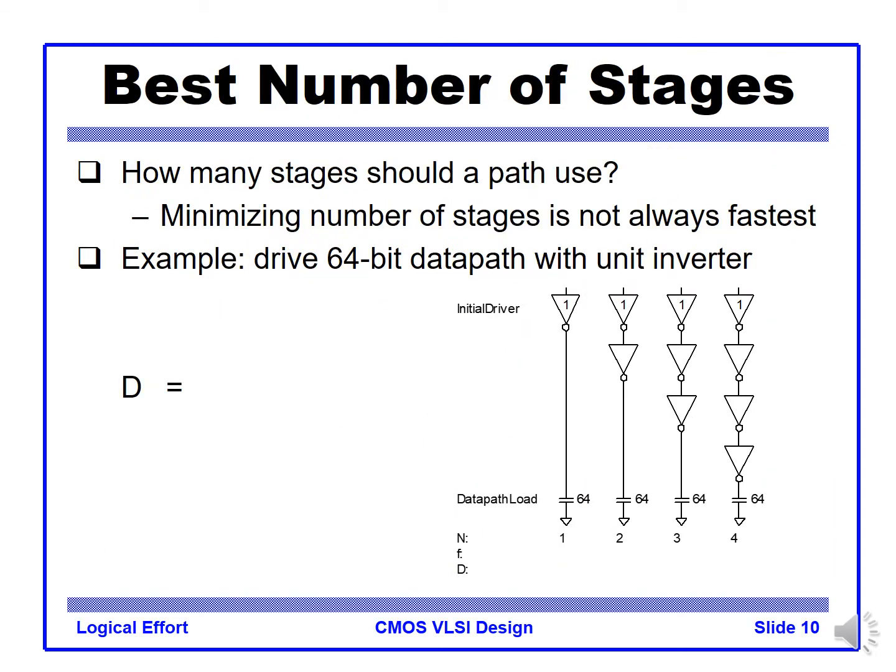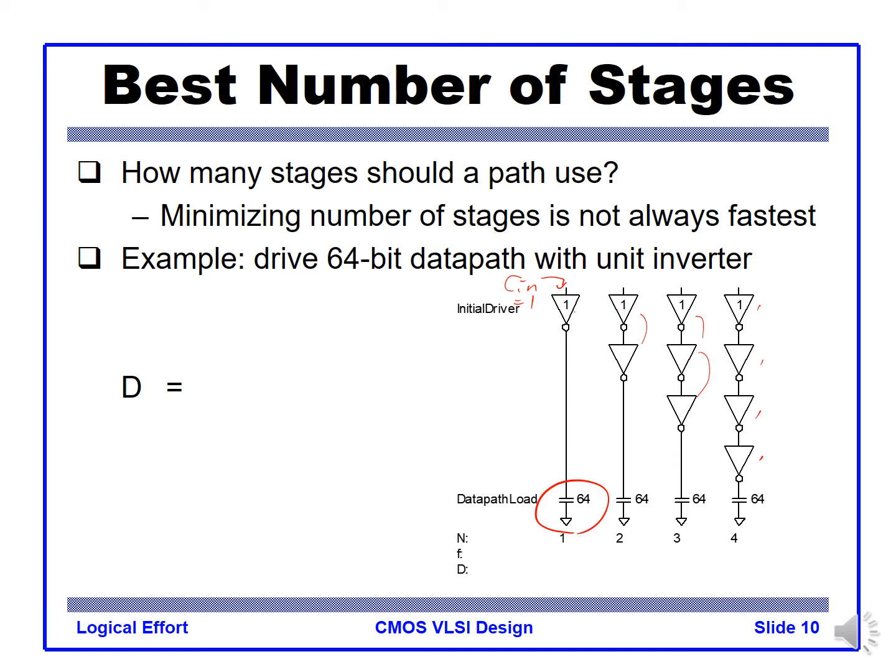Now the question is, what is the best number of stages to minimize the path delay? So for example, for the given input, C in is 1 and the load is 64. We can have a choice of 1-stage driving, 2-stage driving, 3-stage driving, and 4 stages of inverter driving. So for each case, we can find out the minimum path delay.